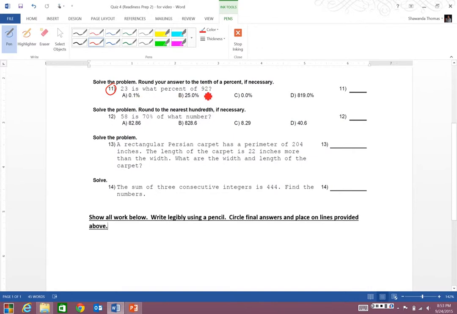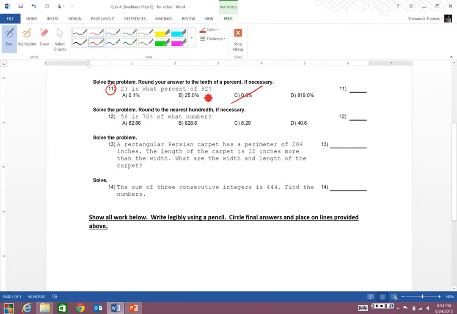Because what is half of 92? 46, yeah, about 46. So 46 would be 50%. And if you kind of half that again, right, wouldn't that be about 25%? So you got to think about these things. Seems like C, we could have just eliminated that altogether, right? That we could definitely eliminate.